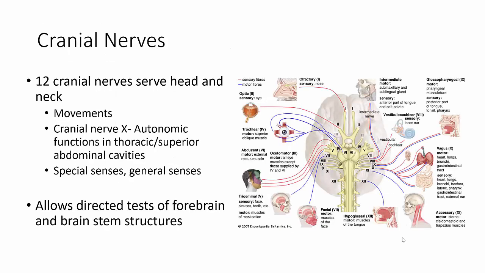So as we know, the 12 cranial nerves serve the head and neck, and they function in movements and sensations, so the special senses and the general senses. Cranial nerve 10, the vagus nerve, has autonomic functions in both the thoracic and abdominal cavities, so that's the only one to extend beyond the head and neck. But testing these is going to allow us to assess the brainstem structures and the forebrain.